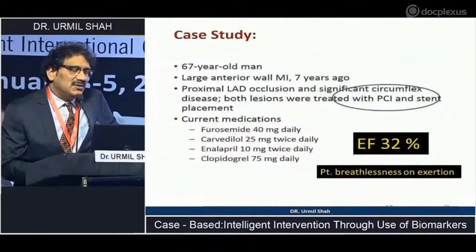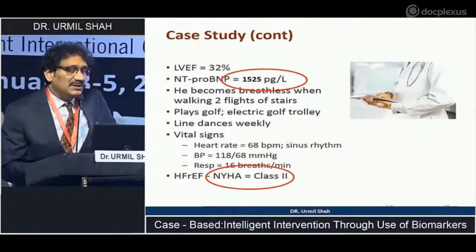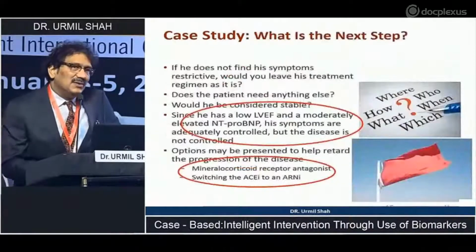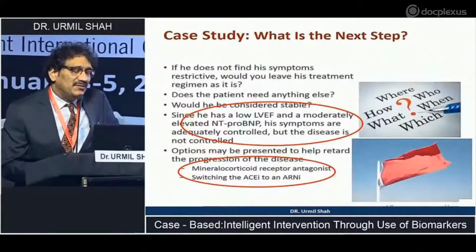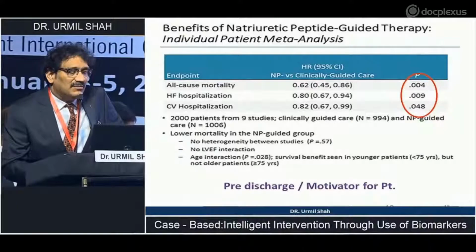Another patient has undergone angioplasty 7 years ago. The patient is on reasonably stable medication like diuretic, beta blocker, enalapril. Ejection fraction is 32%. His NT-proBNP is 1525, so definitely it is high. The patient is in NYHA class 2. So we can say that with low ejection fraction, clinically the patient is symptom-free, but NT-proBNP is definitely high. That means the disease is not very well controlled, and we need to optimize the therapy in this patient by adding a mineralocorticoid antagonist or switching from ACE inhibitor to ARNI. So if you guide the therapy with NT-proBNP, it can reduce mortality and heart failure readmission.